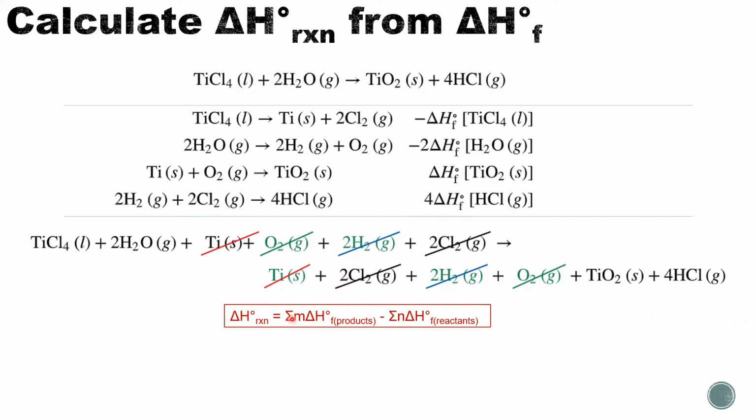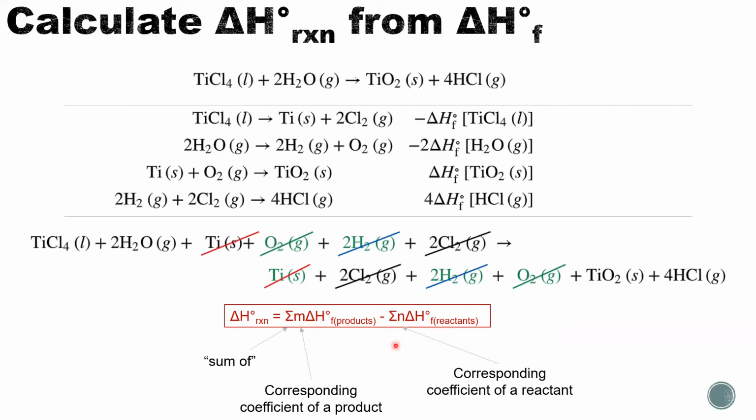Okay, so for this equation, it's very important and something you need to remember. The sigma means sum of. The m here means the corresponding coefficient of a product. The n here means the corresponding coefficient of a reactant. And overall, this equation is the final minus the initial. So it's the product minus the reactant.